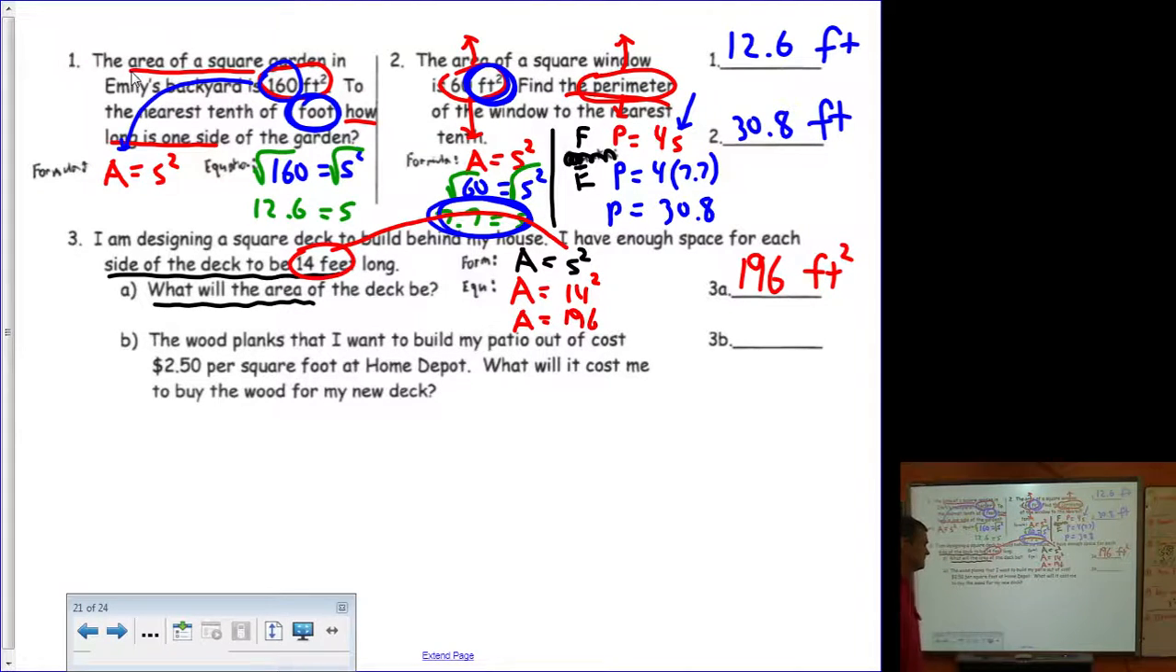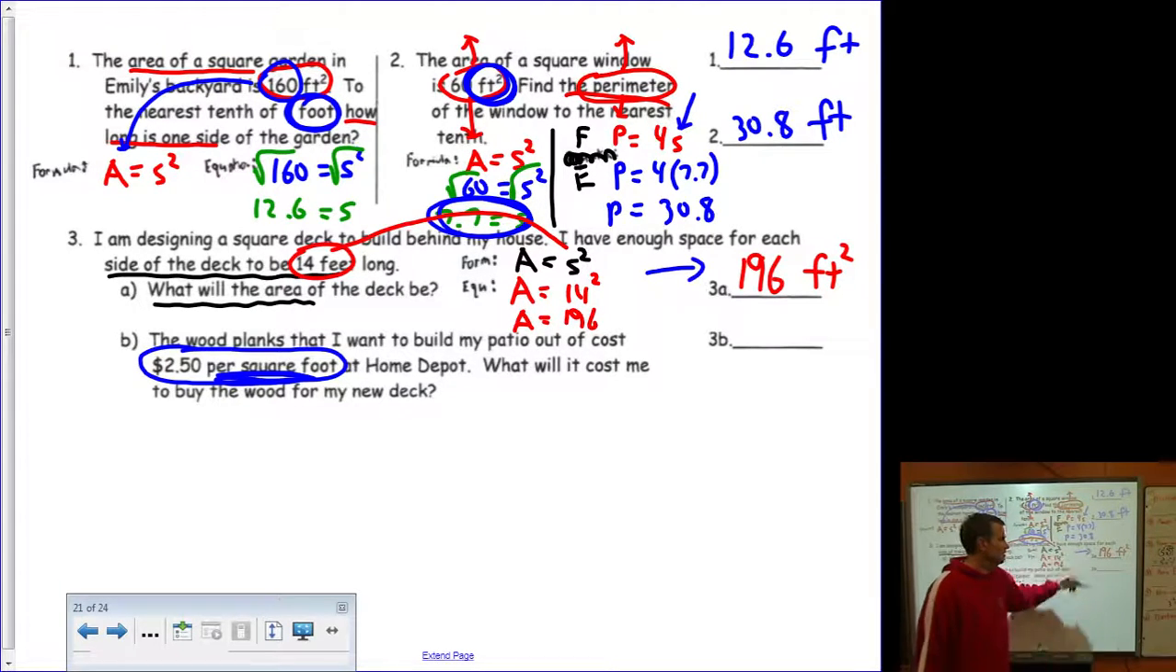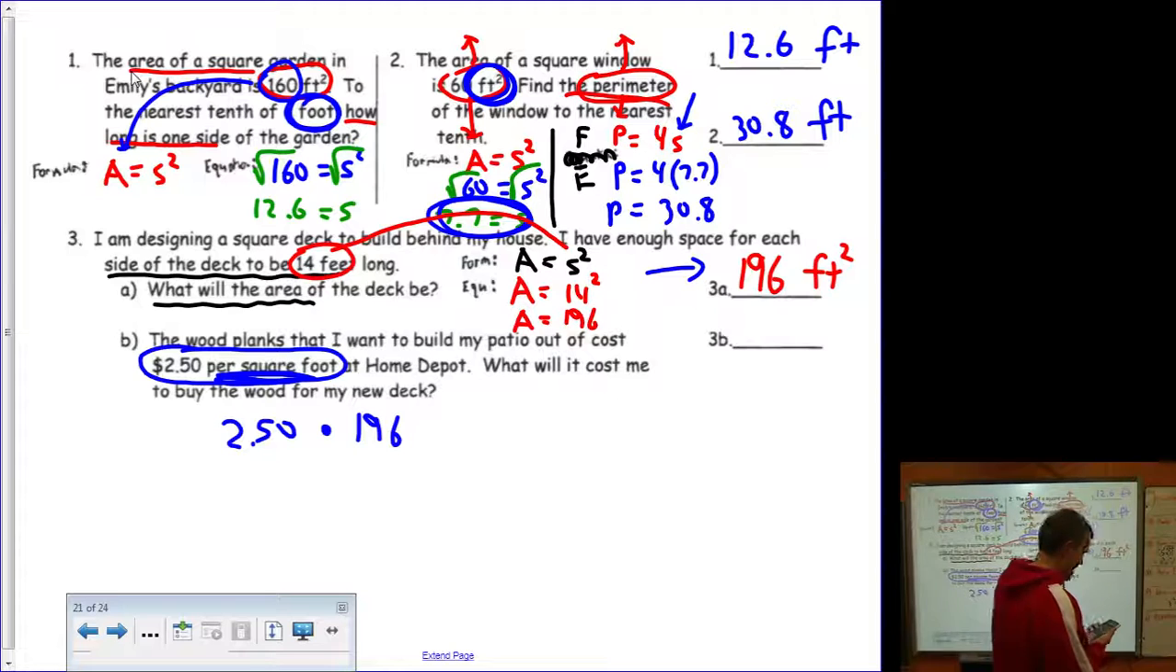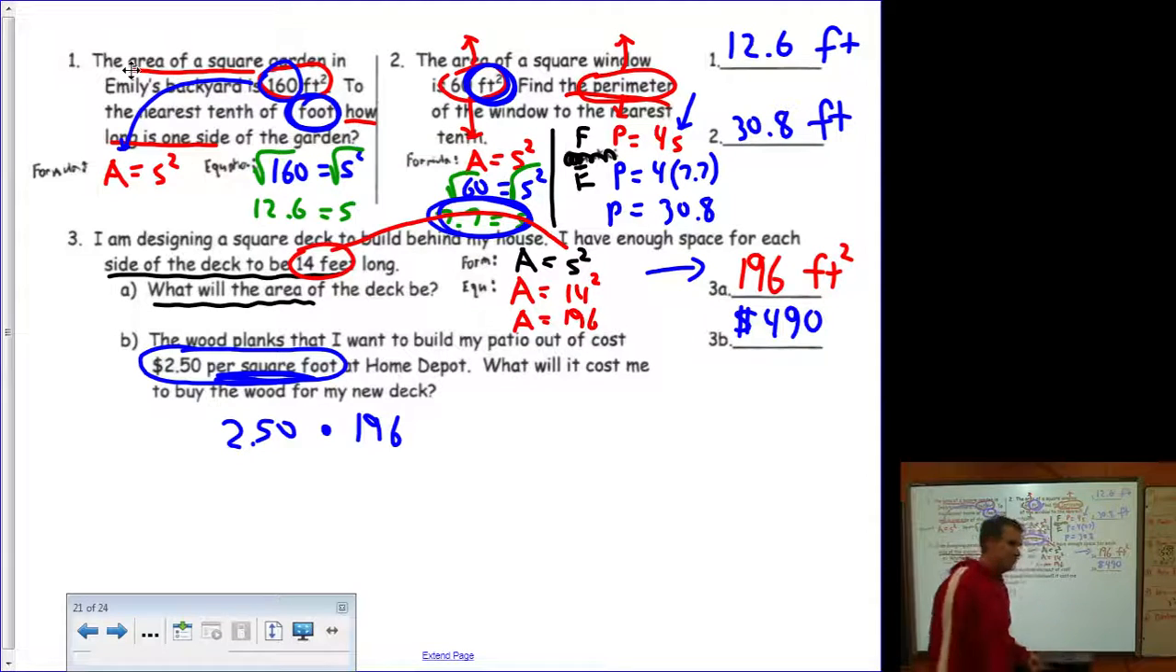Part B says, the wood planks that I want to build my patio out of cost $2.50 per square foot. All right, so the important thing here is that's per square foot. Well, how many square feet am I buying? 196 square feet. So it's $2.50 for each of the 196 square feet. That would be $2.50 times 196. And that turns out to be $490. A pretty expensive back patio.